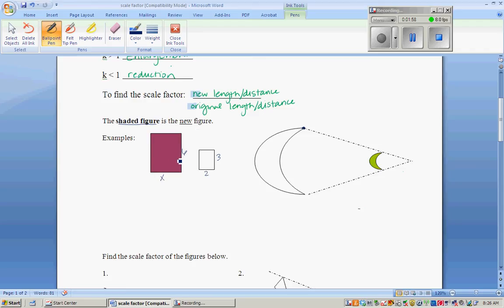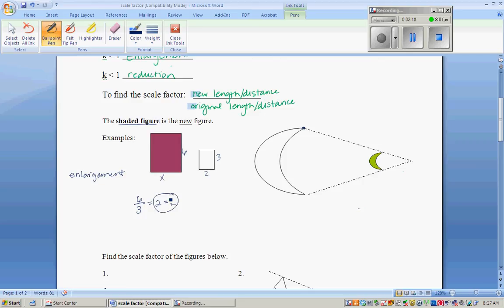So we can see that it's an enlargement. How much bigger is it? Well, this one is nice and easy to tell. This one we can just say if the original was 3 and the new one is 6, it's twice as big. But to try that out, we're going to put the new one on top. We're going to put our original one on the bottom. And we do indeed get that k is equal to 2.